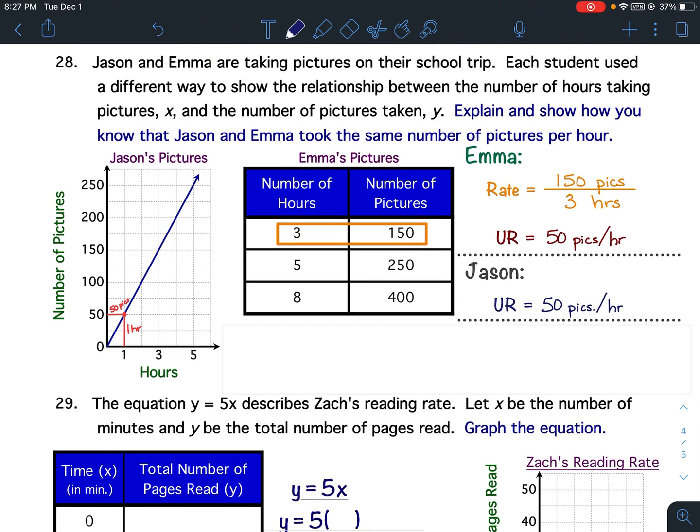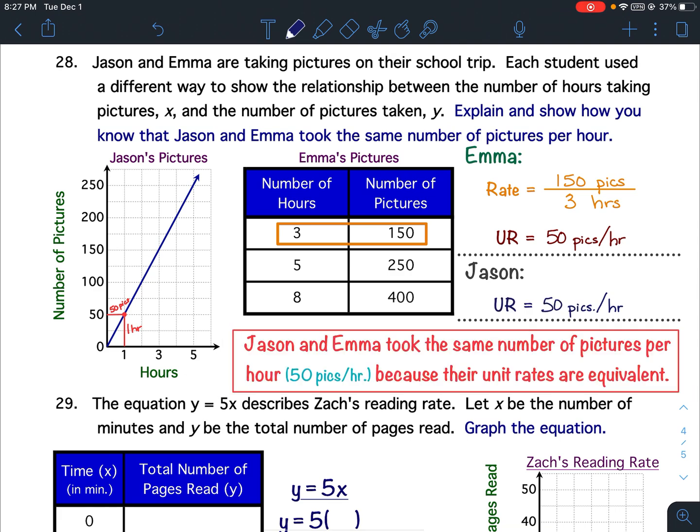So in the problem, it says explain and show how you know. Well, what we did there was we showed Emma's unit rate and we showed Jason's unit rate. So our explanation would be: Jason and Emma took the same number of pictures per hour, so 50 pics per hour, because their unit rates are equivalent.